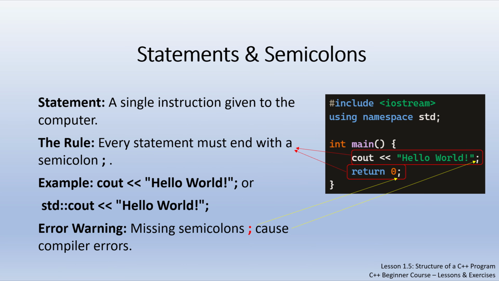A statement is a single complete instruction in C++. The golden rule here is that every statement must end with a semicolon. Think of it like a full stop at the end of a sentence. If you forget it, the compiler will get confused and throw an error. Semicolons are how the compiler knows one instruction has ended and the next one is beginning.